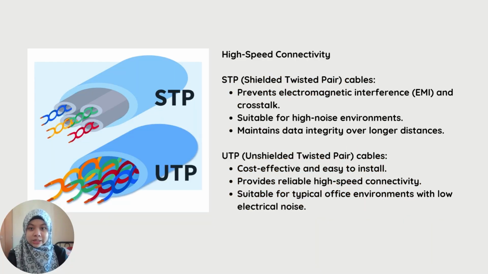Now, let's continue with high-speed connectivity. In our network diagram, we use STP, shielded twisted pair, and UTP, unshielded twisted pair cables. Why do we use STP cables? It is to prevent electromagnetic interference, EMI, and crosstalk. By using STP cables, it is suitable for high-noise environments. Not to mention, it also maintains data integrity over longer distances. How about UTP cables? UTP cable is known for its cost effectiveness and is easy to install. Next, it provides reliable high-speed connectivity. Lastly, UTP cables are suitable for typical office environments with low electrical noise.